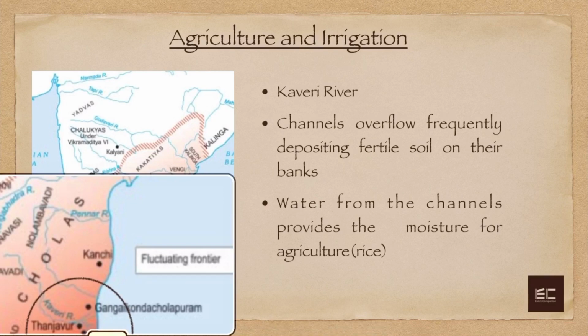We discussed earlier that Kaveri was very important for the Cholas. How? When a river overflows, it deposits fine sand and minerals on its banks, thus forming fertile plains. Also, the river provides water and moisture that is necessary for crops, especially rice. We have covered this topic in detail in Chapter 3 of Geography. You can see that video by visiting the link on the top of your screens.